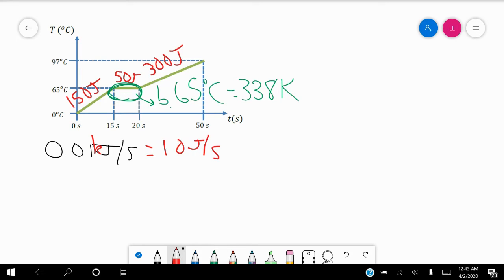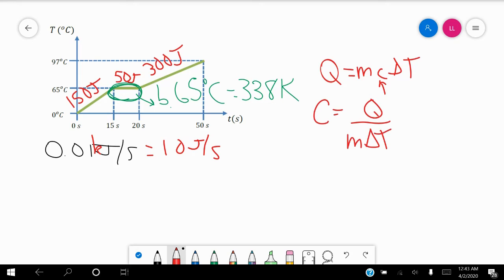Again, for A and D, we're going to use the MCAT formula. So Q equals mc delta T. But for each one, we're going to solve this for c. So it's just going to be simply the amount of heat that we added divided by the mass times the temperature change. So for part A, we're trying to find the specific heat in the liquid phase.